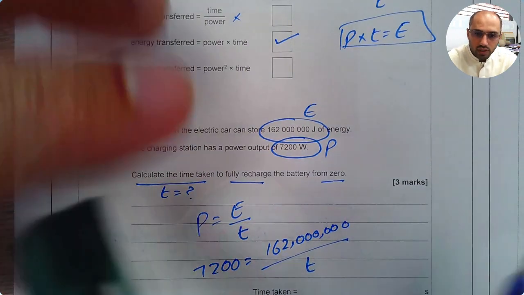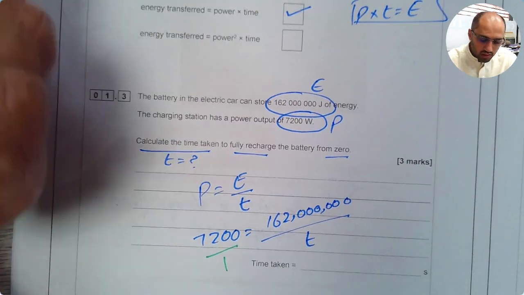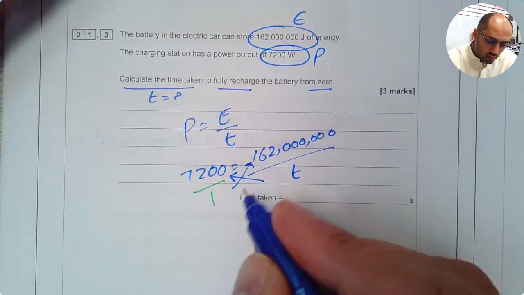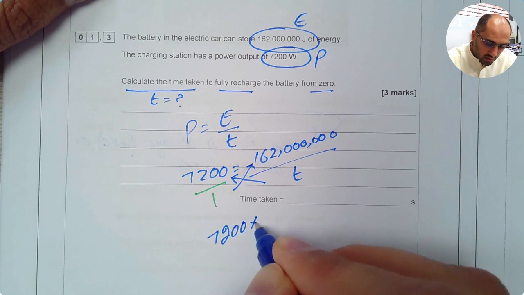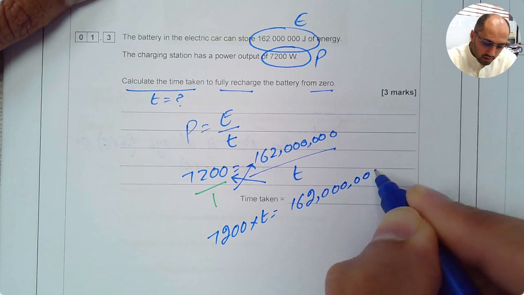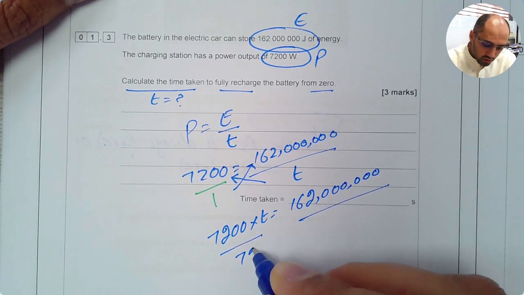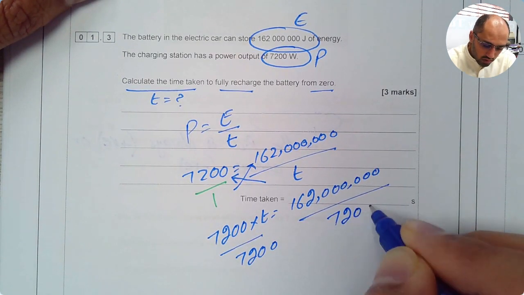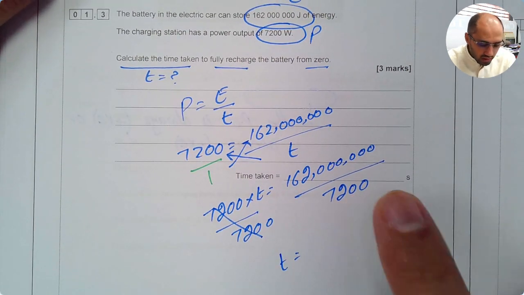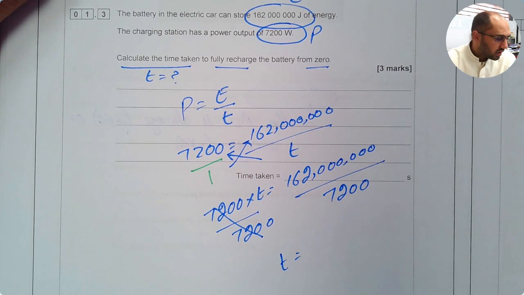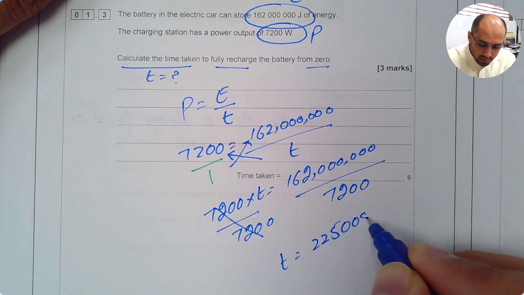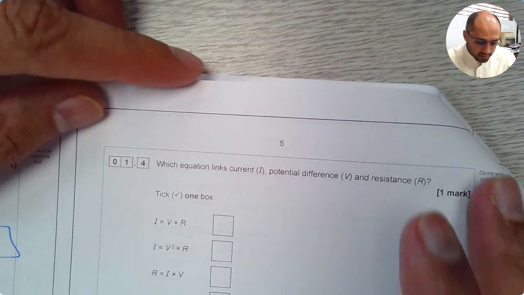Make it simple for yourself. You can put 1 in the denominator on the left side, and now you can cross multiply. So when you cross multiply, you will end up with 7200 times T equals 162 million. You divide both sides by 7200. This side, they'll cancel out. And if you plug these values in your calculator, you'll end up with an answer, and the answer will be 22,500 seconds.